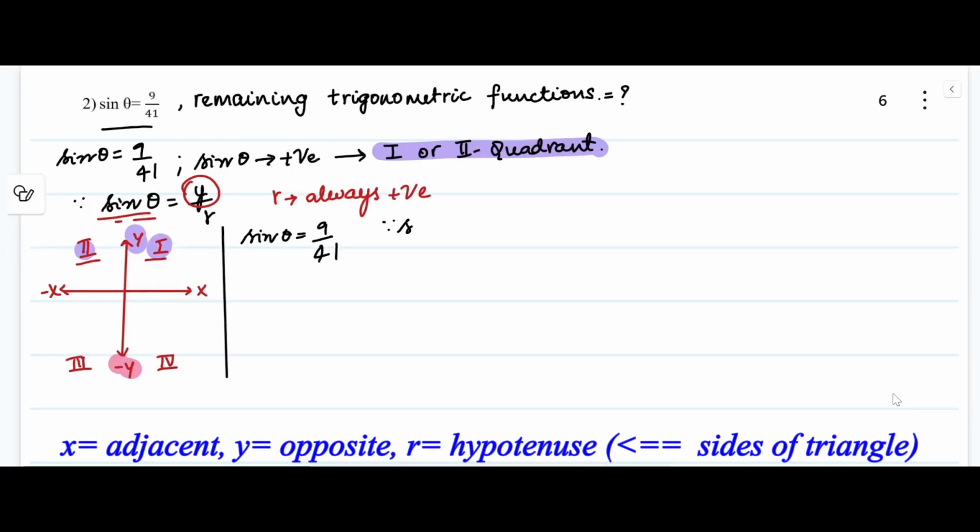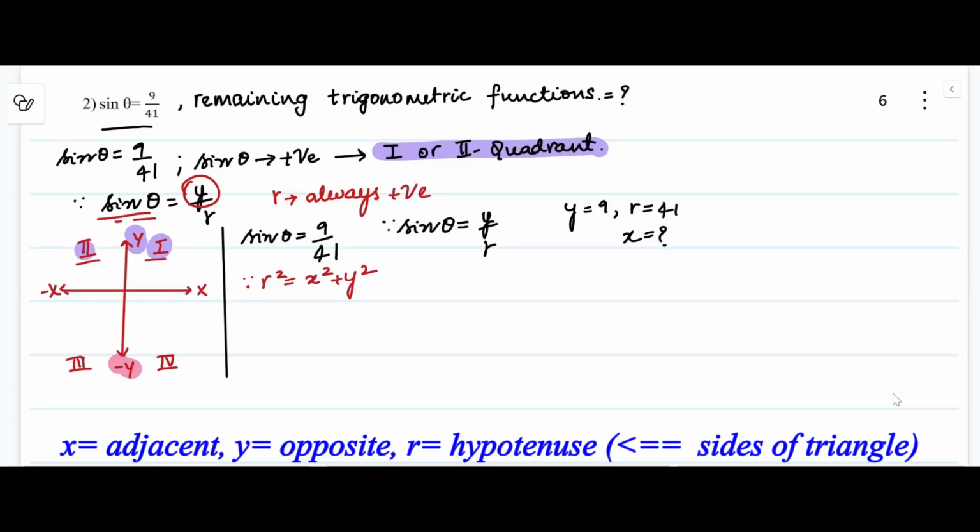But we know that sine theta has the definition of y divided by r. That is, the definition of sine theta in terms of x, y and r is y divided by r. Here we can get the value of y. That is, y is equal to 9 and r is equal to 41. In order to find the remaining trigonometric functions, we need the value of x. We don't know the value of x, so for that we can use the Pythagorean theorem. That is, r square is equal to x square plus y square.